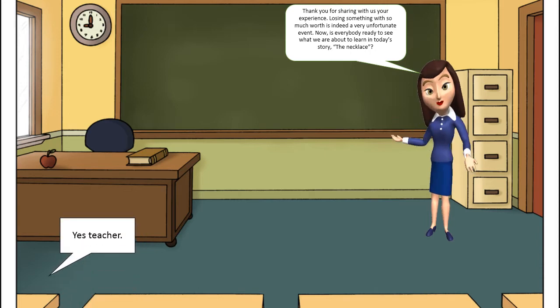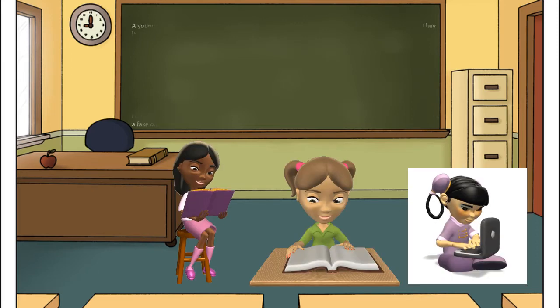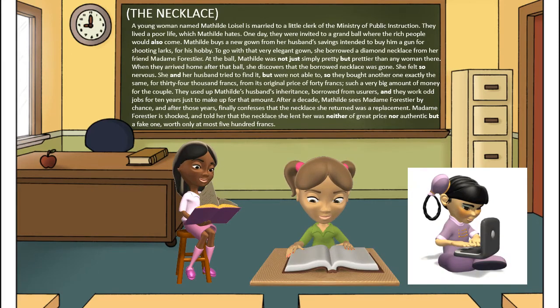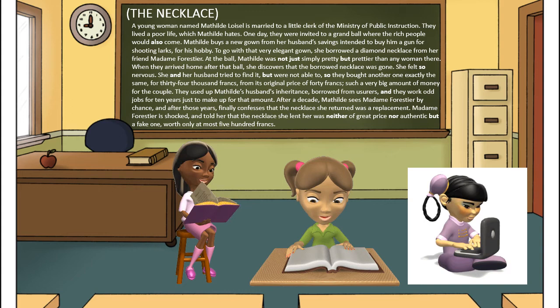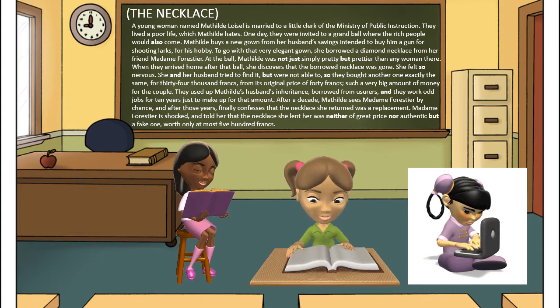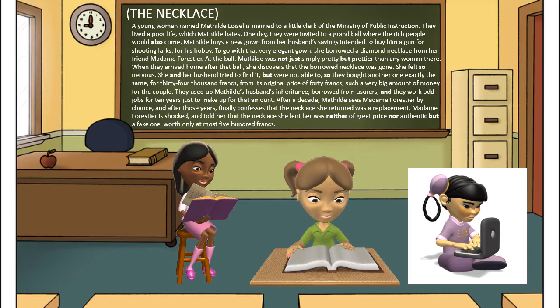Yes, teacher. A young woman named Mathilde Loisel is married to a little clerk of the Ministry of Public Instruction. They live a poor life, which Mathilde hates. One day, they were invited to a grand ball where the rich people would also come. Mathilde buys a new gown from her husband's savings, intended to buy him a gun for shooting larks, for his hobby. To go with that very elegant gown, she borrowed a diamond necklace from her friend Madame Forestier.